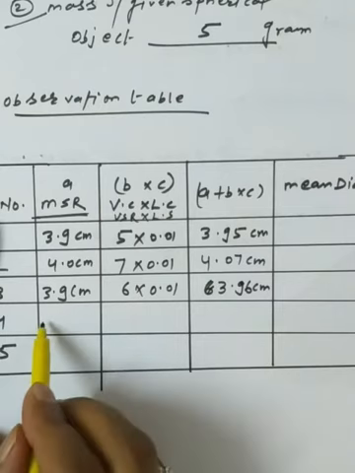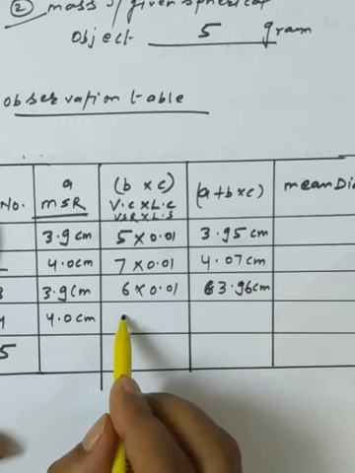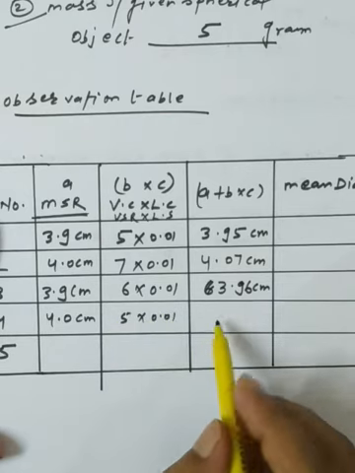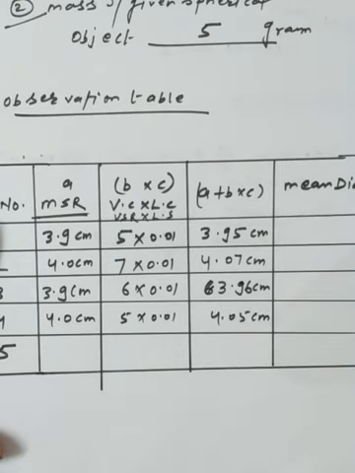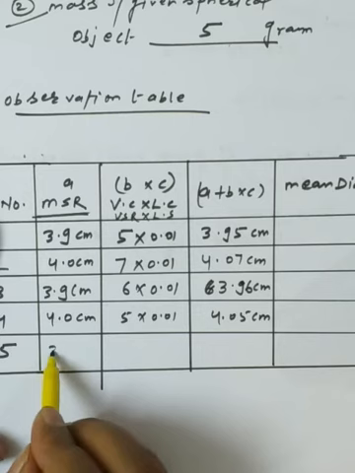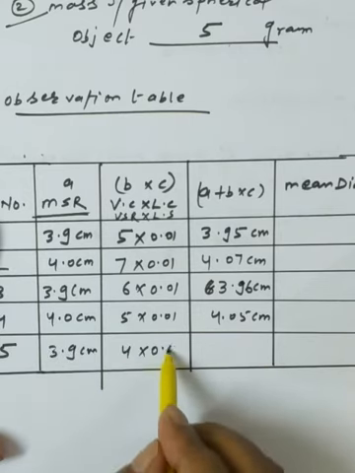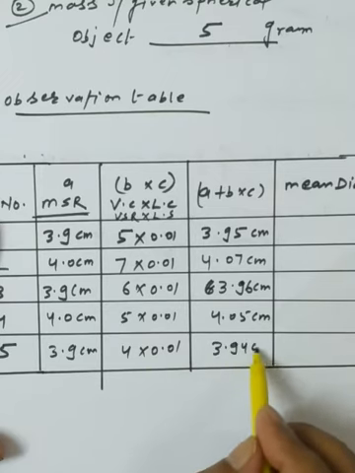Okay, now the fourth reading is coming, 4 centimeter, and suppose this one is also 5 into 0.01. So I can easily write that as 4.05 centimeter. Okay, now the fifth reading, suppose we are just getting 3.9 also. So it comes about 4 into 0.01. So I can easily write 3.94 centimeter.